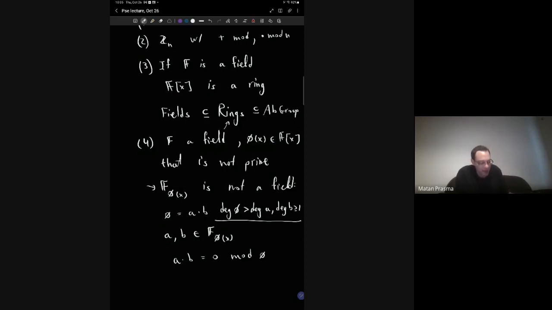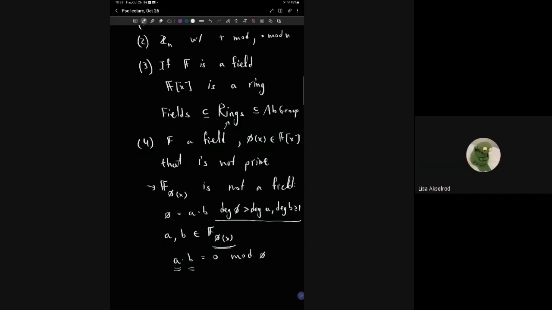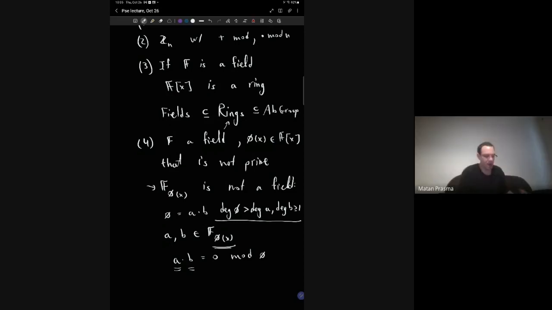So what I get is that I have two non-zero elements in f sub phi whose product is the zero element, and this phenomenon cannot happen in a field. So by abstract reasoning, I know that this cannot be a field. Is it clear? Yeah. Okay. But it is a ring.